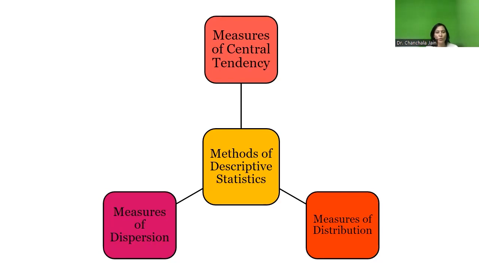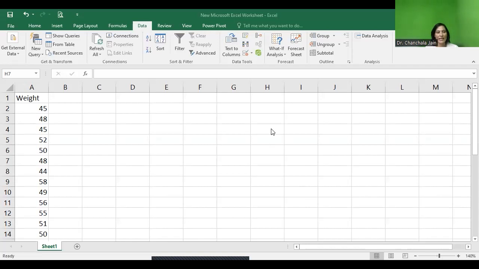So if I talk about how we can find all these measures in Excel, for that, now we will move to the Excel and we will see how we can perform all these things in Excel. So friends, here in this Excel, we can see we are having one series of the data, that is weight. For the weight variable, we are having a certain number of observations with us.